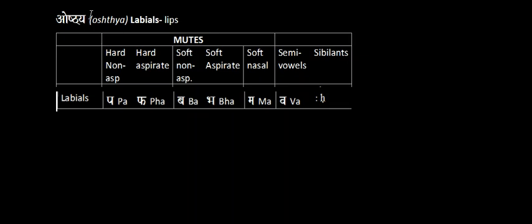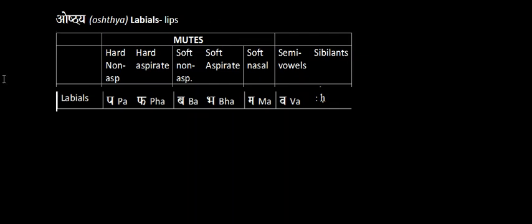So the Sanskrit word for labials is oshtya. Again, that is oshtya. So you have the cerebral sh, a half letter, and then you have the cerebral ta, and that becomes oshtya.